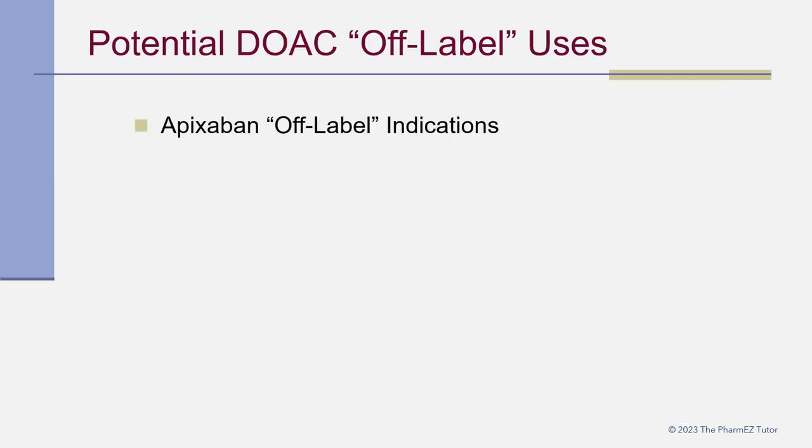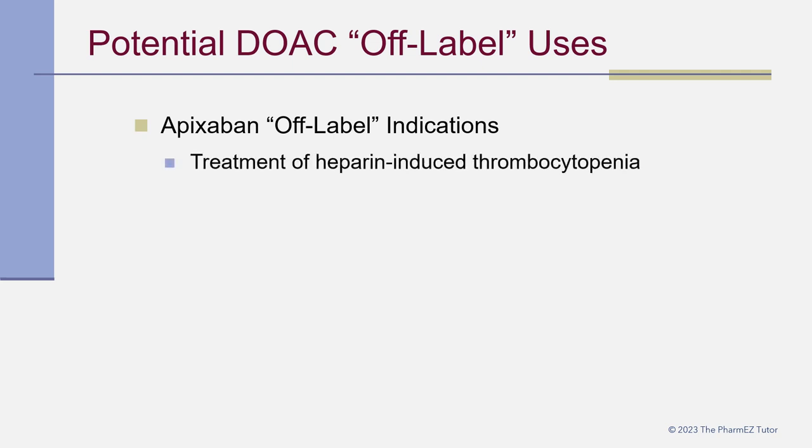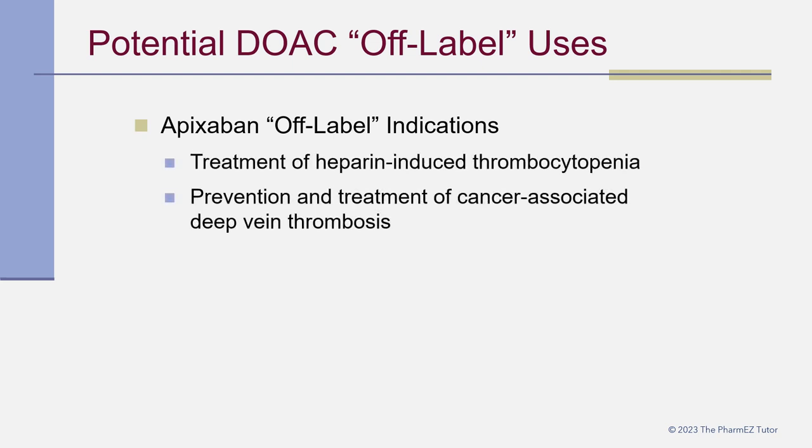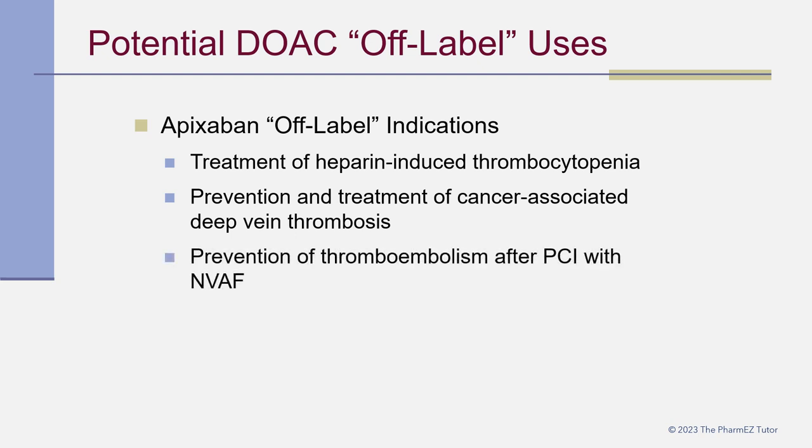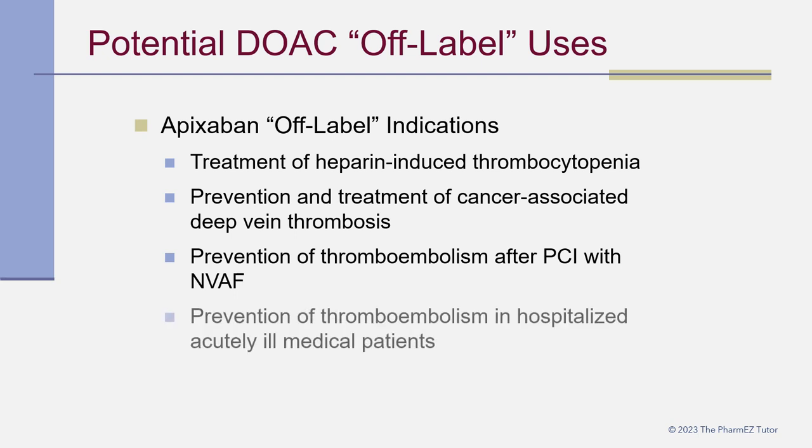Apixaban has several uses that are off-label, that is, not yet officially FDA approved, but may be currently tried in clinical practice. Treatment of heparin-induced thrombocytopenia, prevention and treatment of cancer-associated DVT, prevention of thromboembolism after PCI with non-valvular atrial fibrillation, and prevention of thromboembolism in hospitalized acutely ill medical patients.